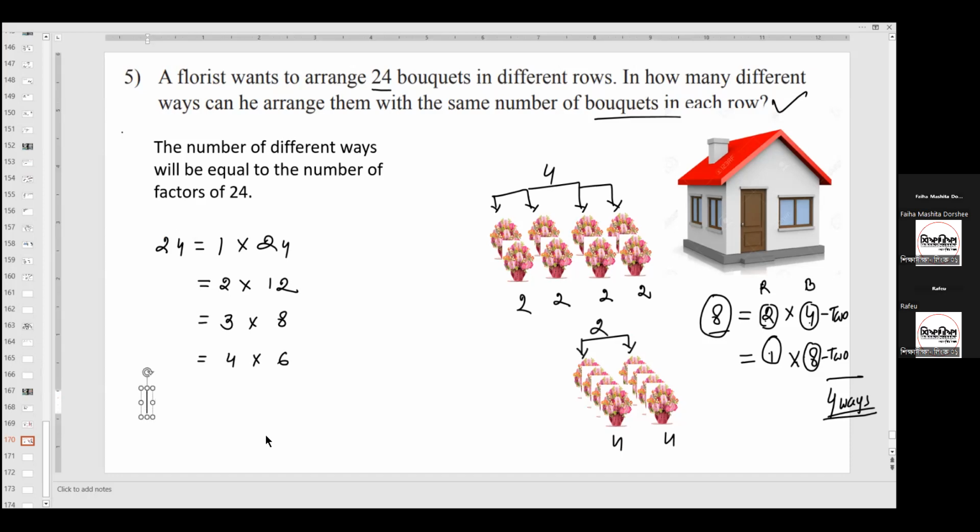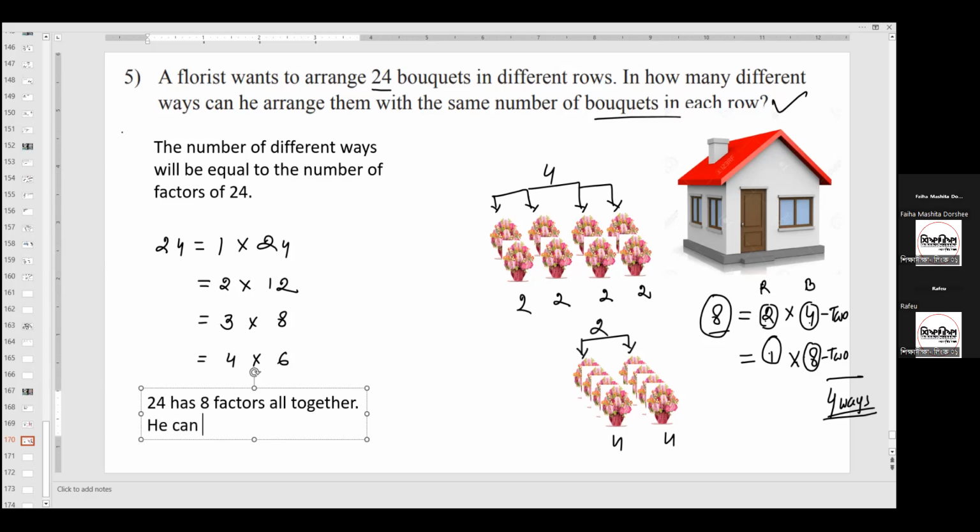We can write down: therefore, 24 has 8 factors all together, right? Okay. So, in how many ways can we arrange them? So he can arrange the bouquets in 8 different ways, right? কারণটা বুঝতে পারছেন?